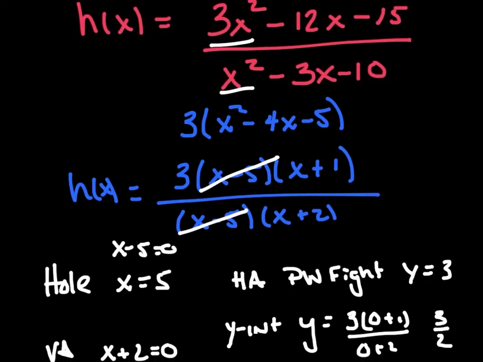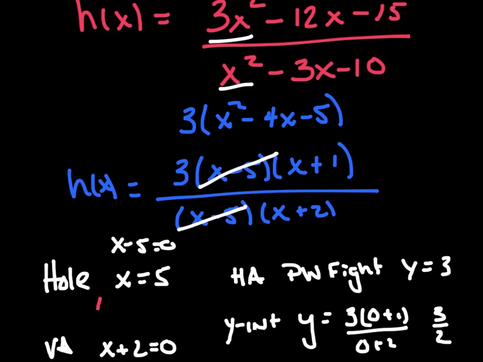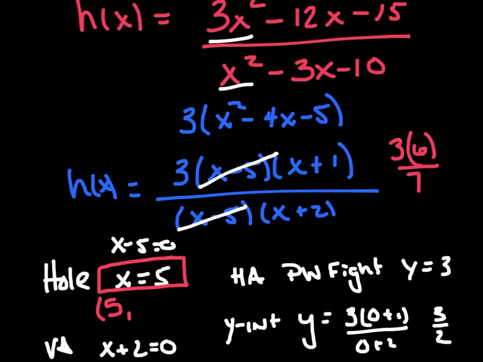Now I can be a little more specific about that hole. It's at 5 what? Well, common sense says if you know the x value, how do you get the y value? You simply plug it in. So that hole should be at 3 times 5 plus 1, which is 6, over 5 plus 2, which is 7. That's 18/7. So let's get the exact point of that hole.